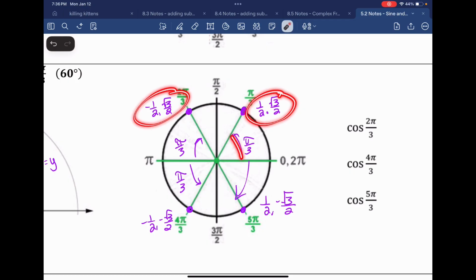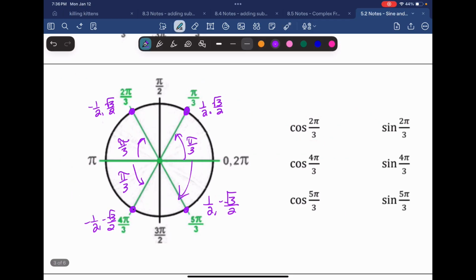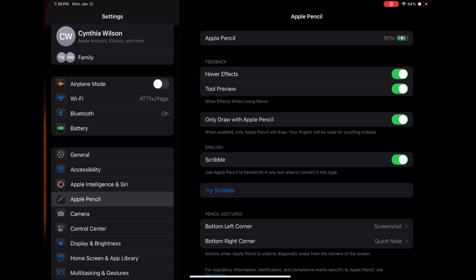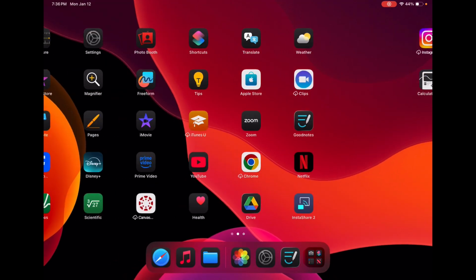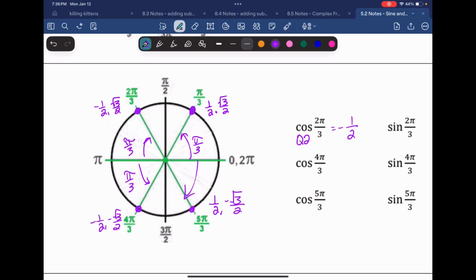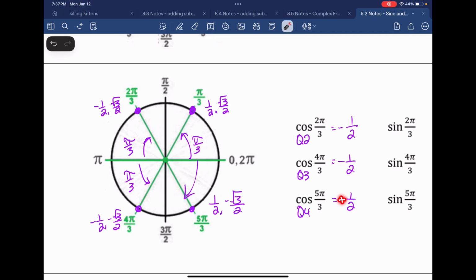It's just changing signs. So cosine 2 pi over 3, that's quadrant 2. Okay, cosine is always going to be, for pi over 3, 1/2. And in quadrant 2, cosine is negative. Okay, cosine 4 pi over 3. So we've got the pi over 3, so its x is still 1/2. But we're in quadrant 3, so x is negative. 5 pi over 3. X is still 1/2, but you're in quadrant 4, so our x is positive.